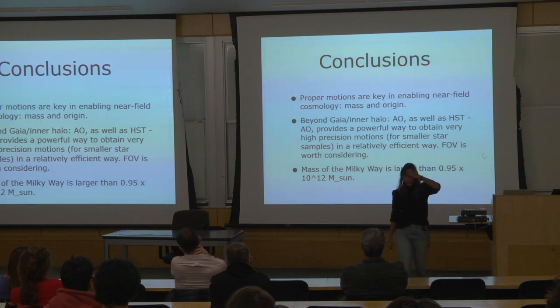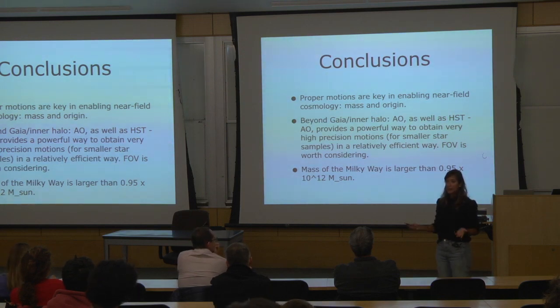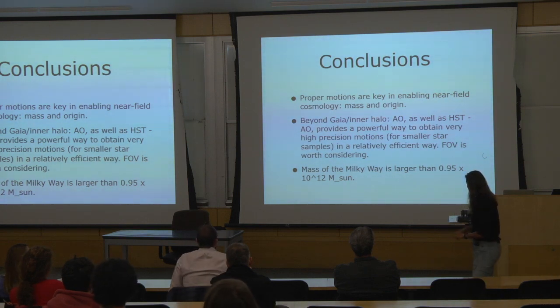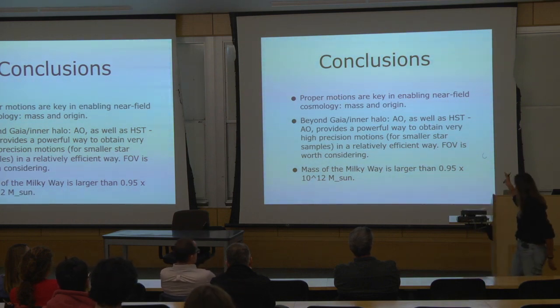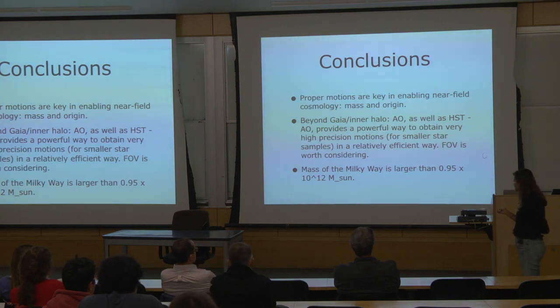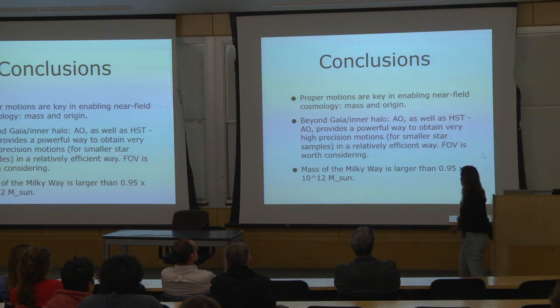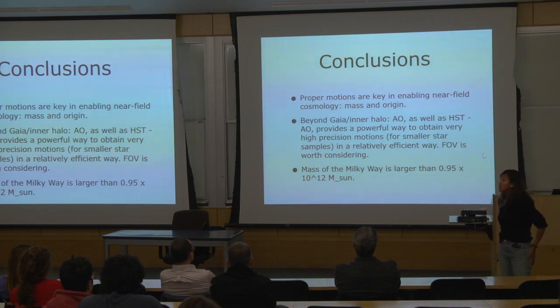I hope that I've convinced you that proper motions are key in setting the dynamical context in which we could try to use local data for cosmology. Beyond the inner halo, I think a combination of space-based missions and adaptive optics will be very powerful in the future. And I didn't talk much about this, but if you take this ensemble of random objects and try to get a Milky Way mass, we find that it has to be larger than about 10 to the 12. So thank you for your attention.